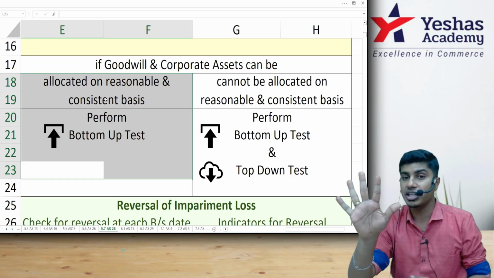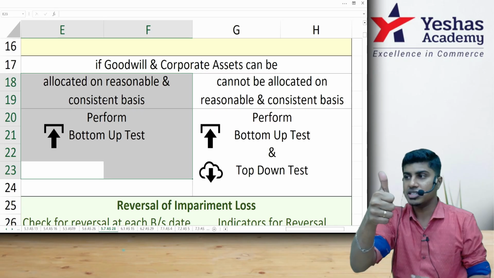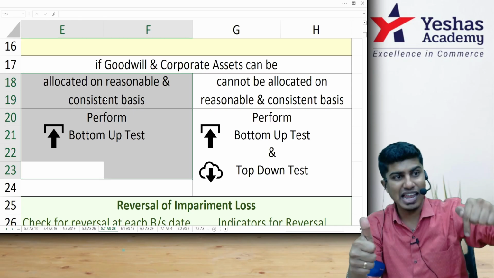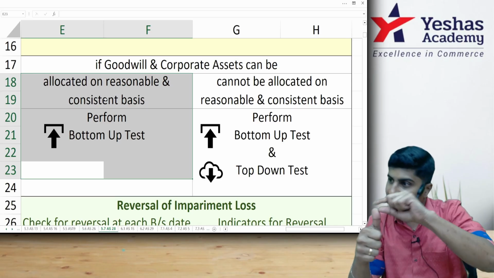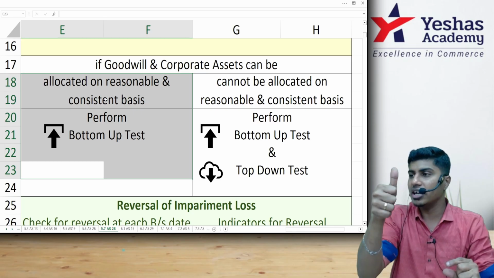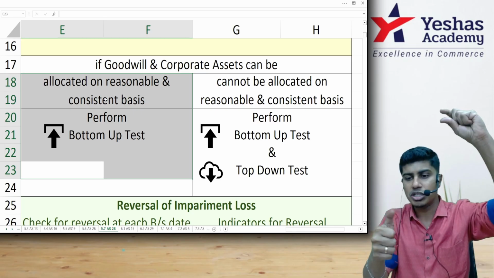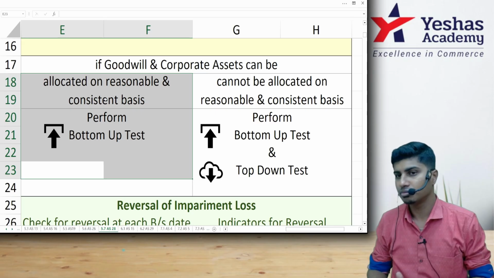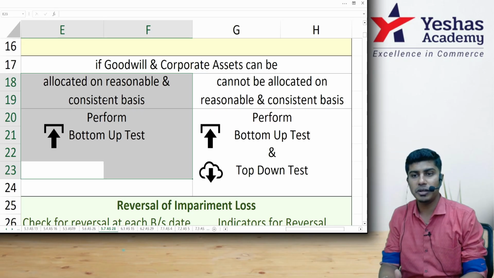Check which asset is creating an indicator. Asset 1 is creating an indicator. Asset 1's carrying amount is 20 lakh plus 6 lakh goodwill, 26 lakh. Then I'll check the recoverable amount. If recoverable amount is less, then I will create impairment on this. If recoverable amount is more, no impairment. This test what I did is the bottom-up test. How to remember?